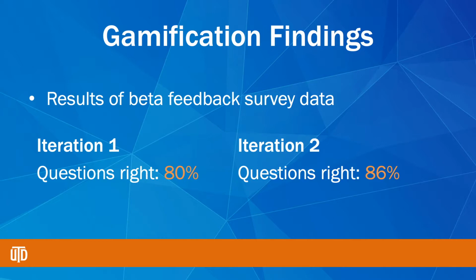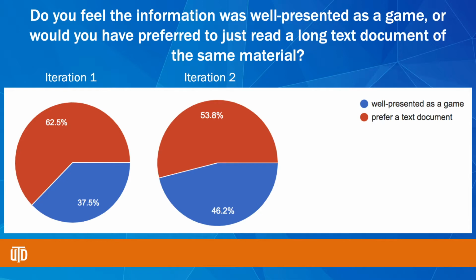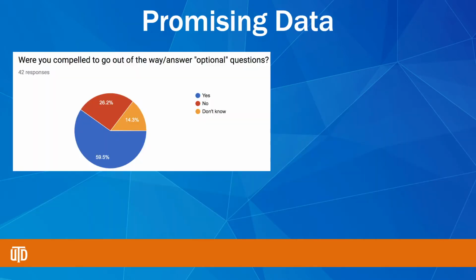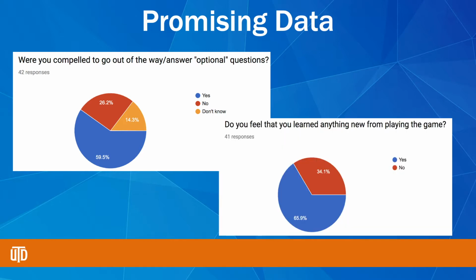So that was an increase of 6%, so not statistically significant, but there was a lot more content in the second iteration. So slightly more percent of people believed after the second iteration that the game was well presented as a game instead of just a static text document. We also found that people went out of their way to answer questions, which is a sign that the gamification was working, and also the majority felt that they learned something new.